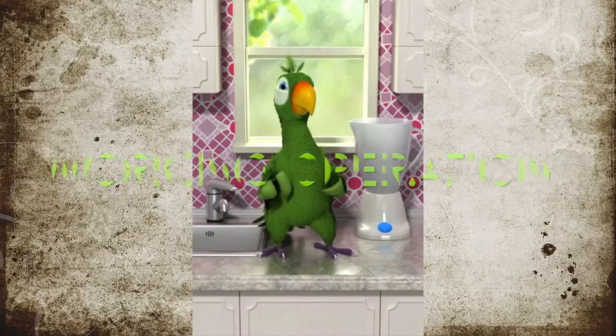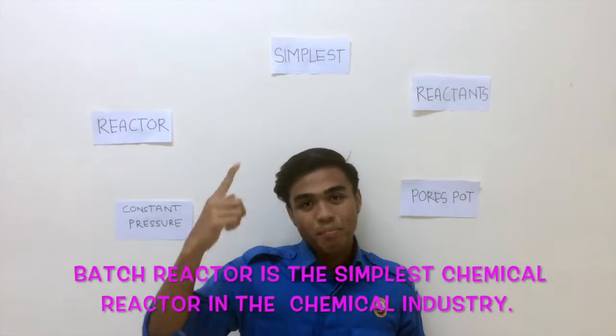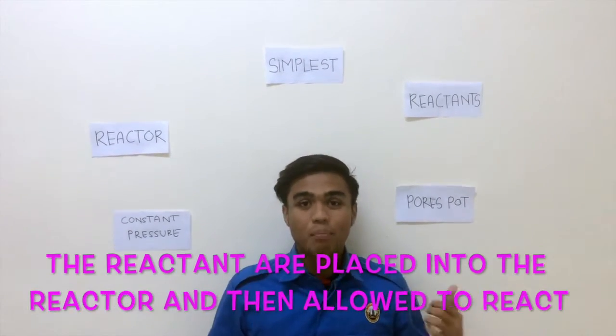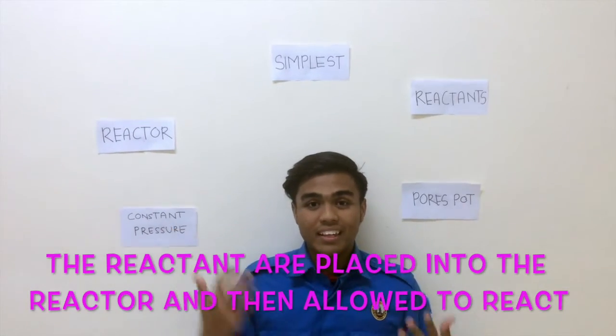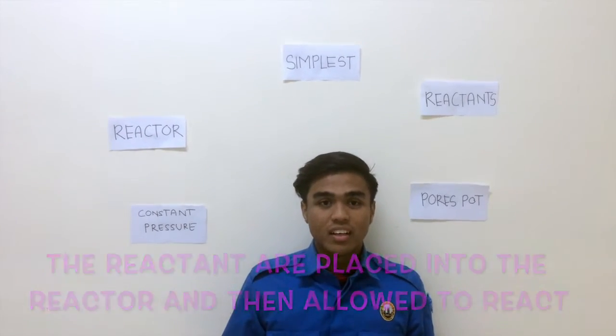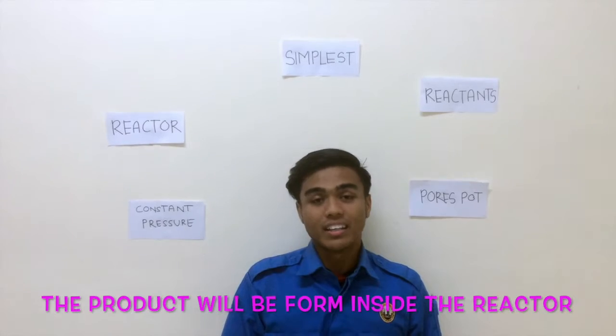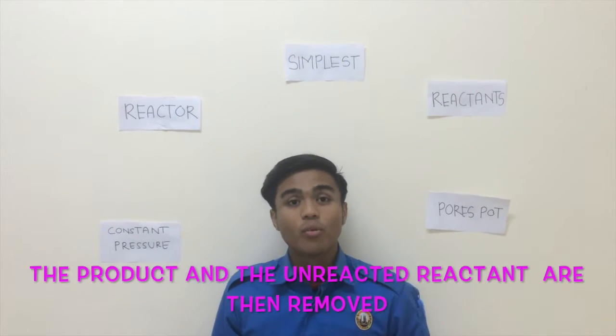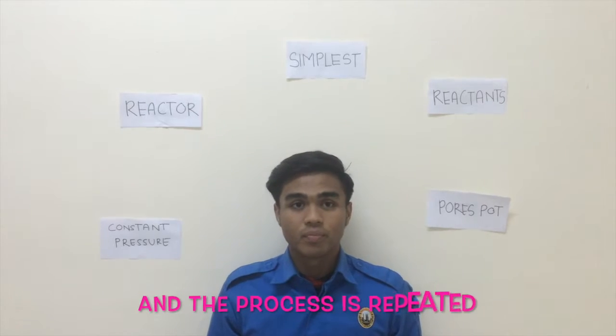Working operation. The batch reactor is the simplest chemical reactor in the chemical industry. The reactants are placed into the reactor and then allowed to react. The product will form inside the reactor. Product and the unreacted reactant are then removed and the process is repeated.